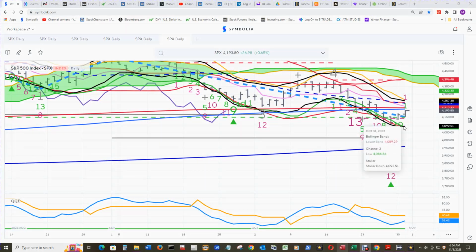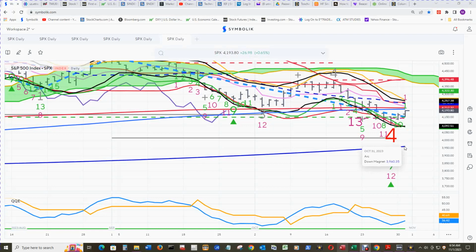And the Bollinger Band lower band, channel 3 low, and Stark Band lower band are all right together there. The lowest one is the channel 3 low, 4086.86. And the Stoller Stark Band lower band is at the top, 4092.51, but they're all together right there. And the arc down magnet level is stealthily creeping up. Every day it increases by points, so it's at 3960.35. Could be at 3964 something.